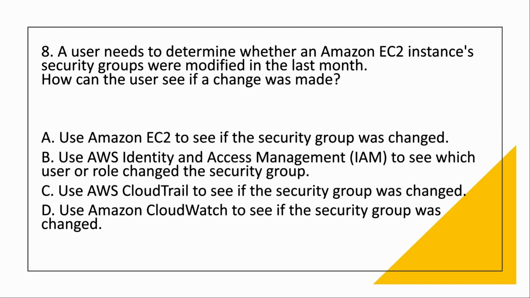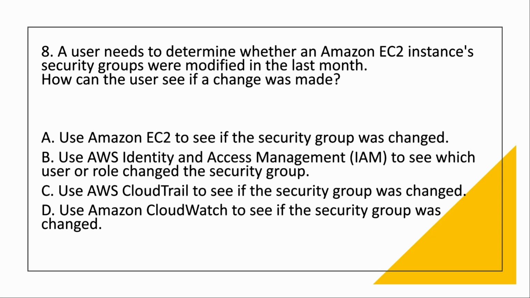Next, a user needs to determine whether an EC2 instance's security groups were modified in the last month. How can the user see if a change was made? Okay, so now here they are talking about some modifications that were done and we want to see what change was made. If you use EC2, there is no point, right? Because EC2 is a compute service and it has a security group, but what the changes were will not be listed in EC2. We say user activity.